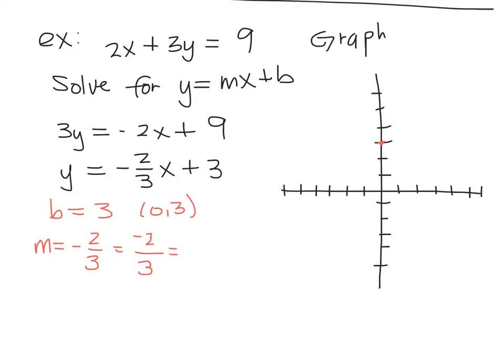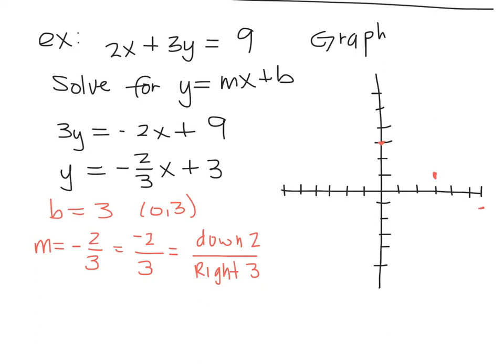So that's giving us instructions, and the negative 2 is going to tell us that we're going to have a vertical change in the negative direction, so that's going to be down 2. And then positive 3 in the denominator tells us that we're going to go in the positive direction, or right 3. So if we follow those directions and we go down 2 and to the right 3, we get the point (3, 1).